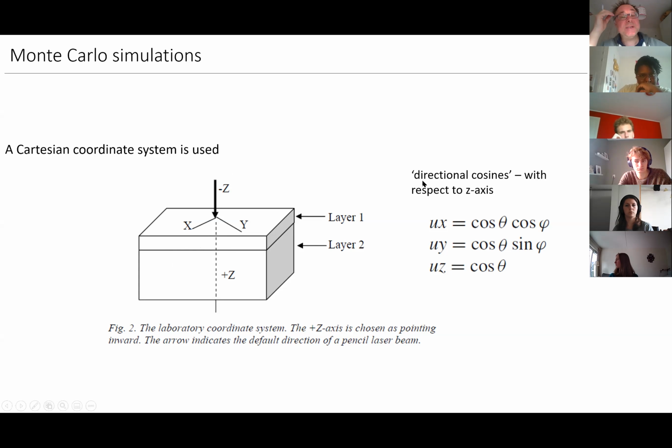So what you have to do is keep track of the position and the direction of these photons. So the position would then just be an XYZ vector, and the direction is usually stored with respect to the z-axis. So you calculate what is then called the directional cosines. So the cosine of the angles of the current photon trajectory with respect to the z-axis. So those are then these expressions that you see here.